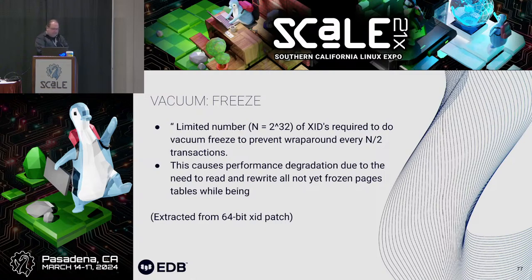So again, as I told you, there's a patch for 64-bit transaction IDs. So I went to their GitHub repo and extracted these two sentences from there, because having to vacuum frequently, freezing frequently, causes performance degradation because of the read and rewrite of all the not yet frozen pages while being used. Sorry, I didn't paste the remaining one.